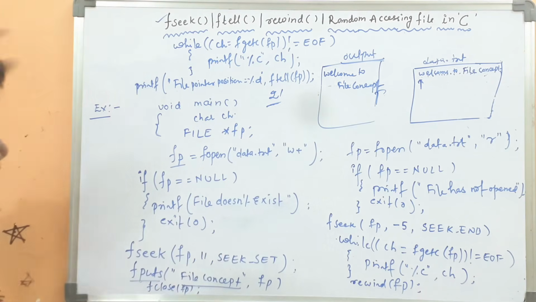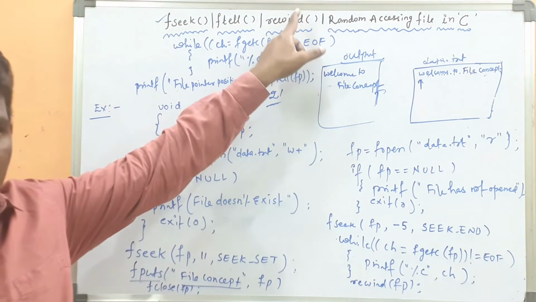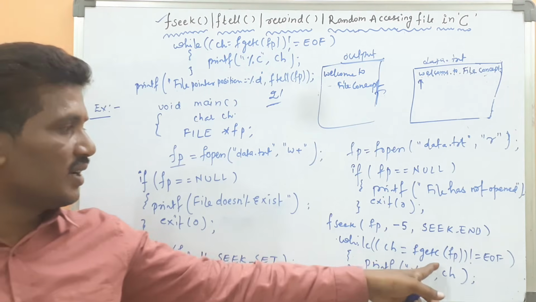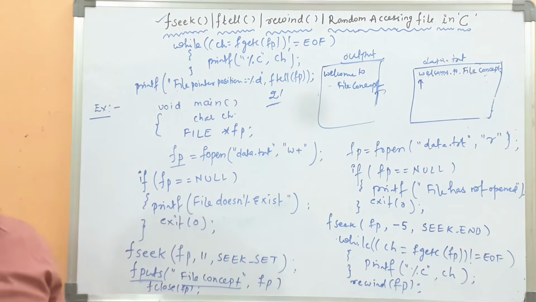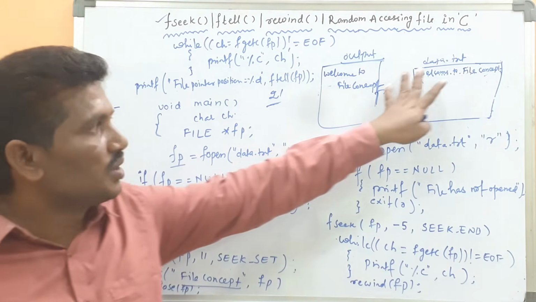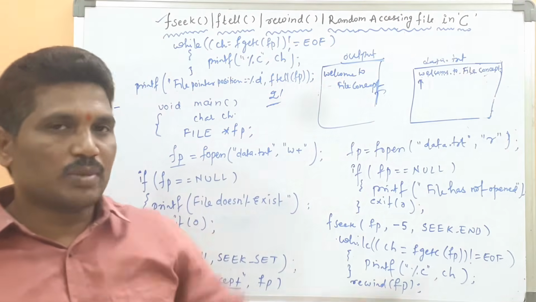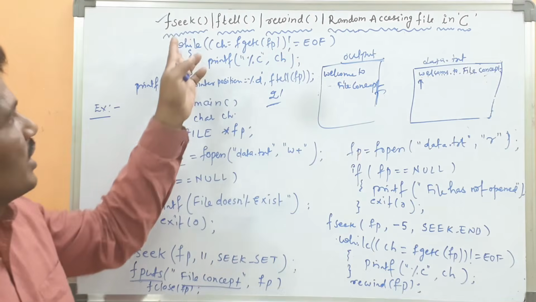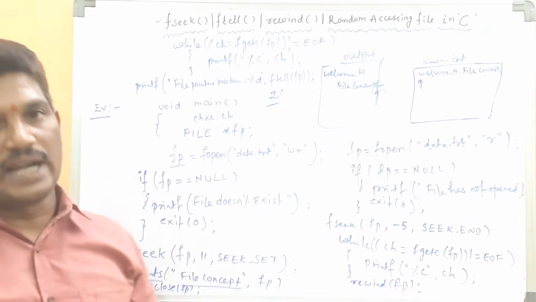Here in this example, I used fseek, ftell and rewind, and I also used fputs and fgetc. Most of the functions I used in the program. This is called a random access file, because whenever you want, you can access data from a particular position. If a question is asked on random access files, you should also be able to explain fseek, ftell and rewind. These functions are used in random access files.